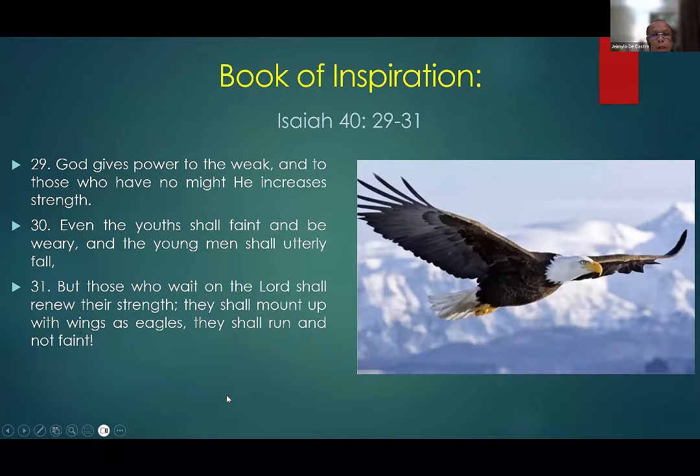Let me begin by sharing this book of inspiration found in Isaiah 40:29-31. God gives power to the weak, and to those who have no might, he increases strength. Even the youth shall faint and be weary, and the young men shall utterly fall. But those who wait on the Lord shall renew their strength. They shall mount up with wings as eagles. They shall run and not faint.